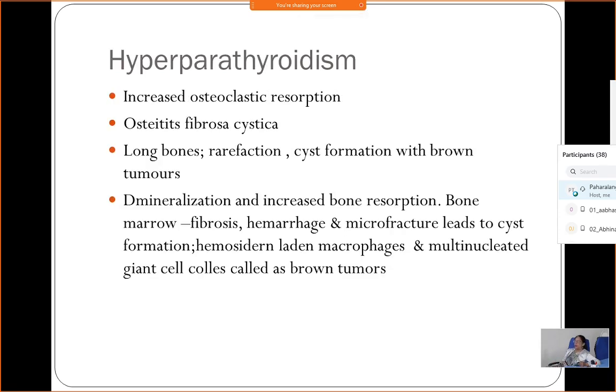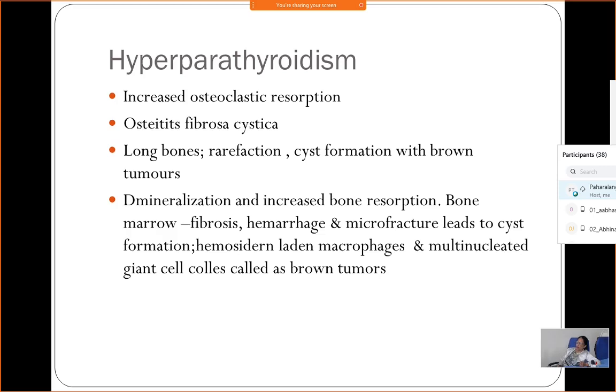So that is about osteoporosis. Then about hyperparathyroidism. Now, hyperparathyroidism causes increased osteoclastic resorption. And because of increased osteoclastic resorption, there is loss of bone, and also there will be inflammation causing osteitis and fibrosis because of the reparative process of the inflammation, and cystic change. So when all these three things happen together, you call it osteitis fibrosa cystica.